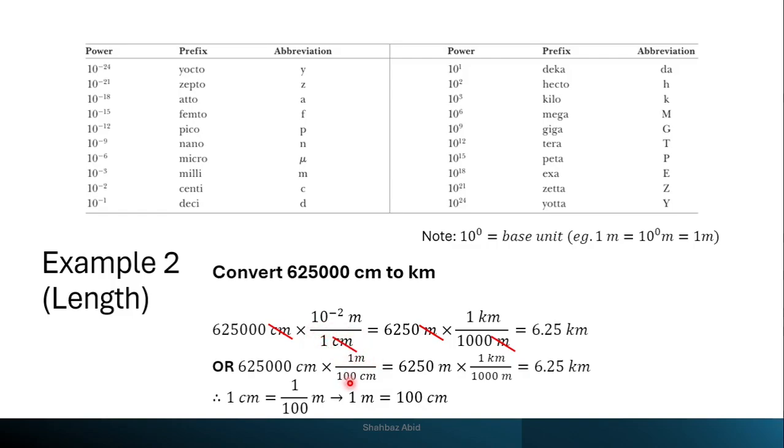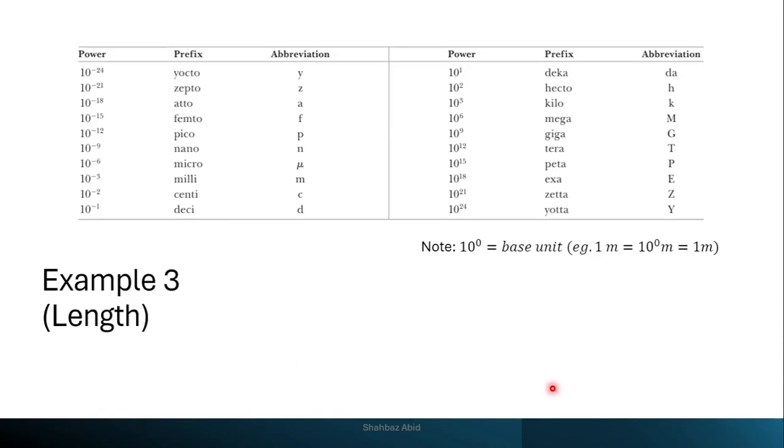So now 1 meter is actually equal to 100 centimeters. I am going to cancel out the centimeter with the centimeter. I will get the answer as 6250 meters. And again, from base unit to a multiple unit, 1 kilometer is equal to 1000 meters, and meter will cancel out. I am going to get the same answer, which is equal to 6.25 kilometers.